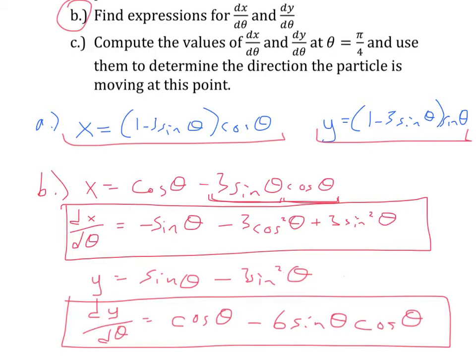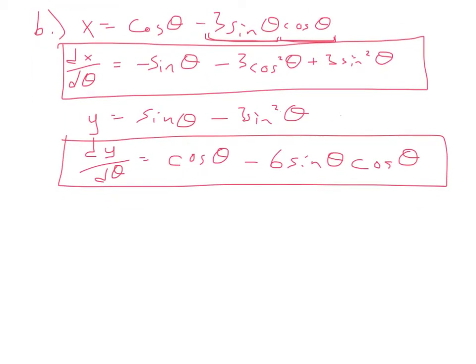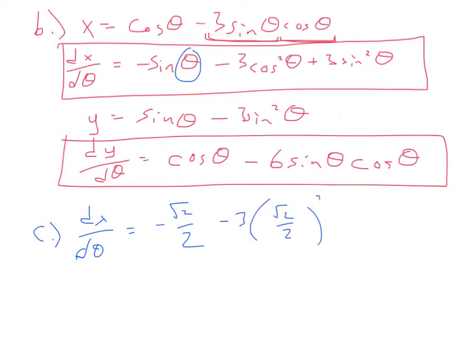So if you haven't already done so, pause the video and evaluate these things for pi over 4. So first I'll do dx d theta. So for part C, dx d theta. If I'm inputting pi over 4 here, that means I'm going to get negative square root of 2 over 2 minus 3 times the square root of 2 over 2 squared, plus 3 times the square root of 2 over 2 squared.